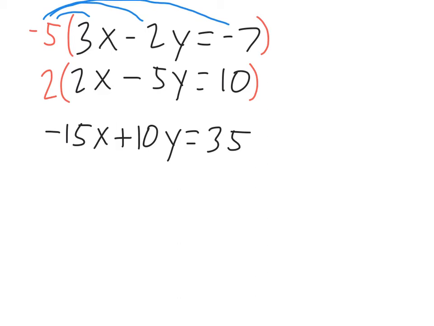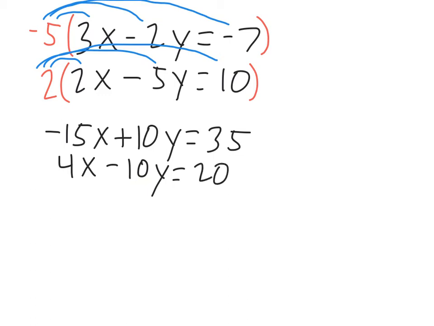In the bottom one, we have 2 times 2x, which will give you 4x. 2 times negative 5y, which will give you negative 10y. And 2 times 10, which will give you 20. Now that we have the two equations and these are opposites, same number but different signs, now we add the two equations together.